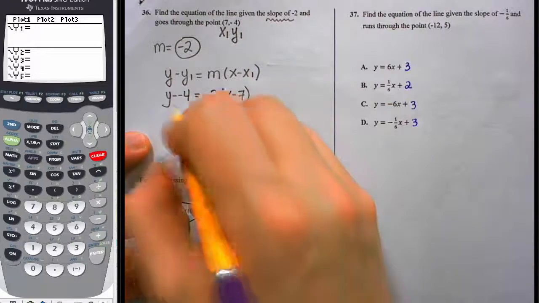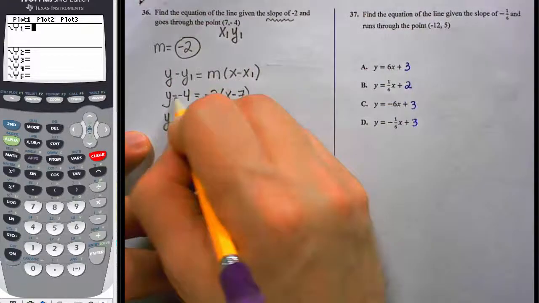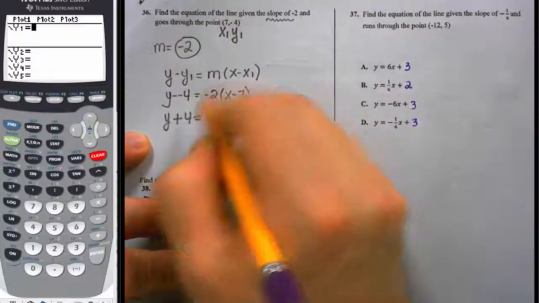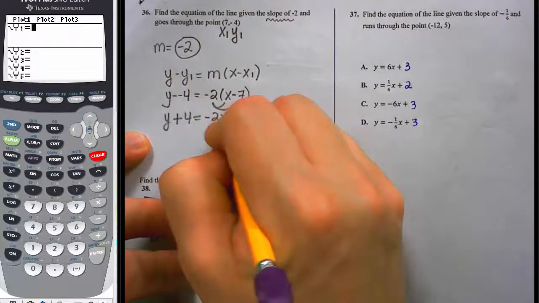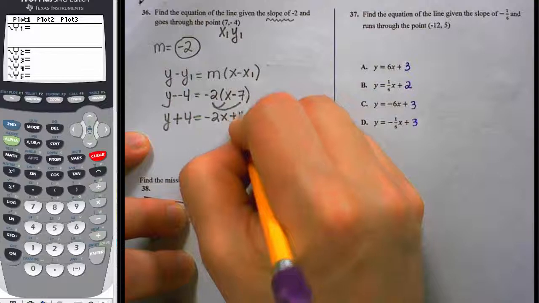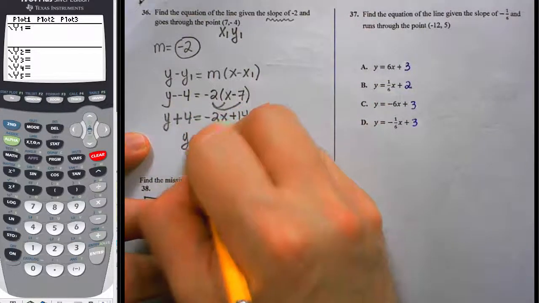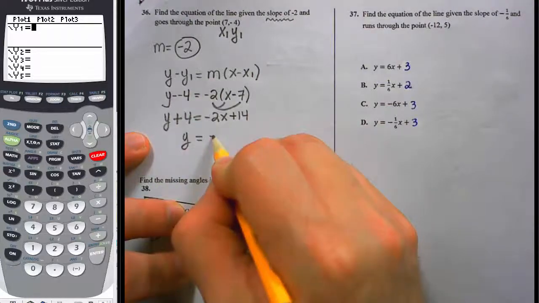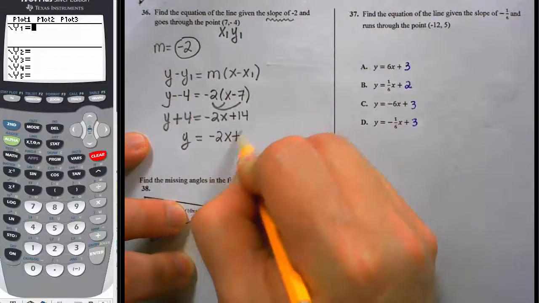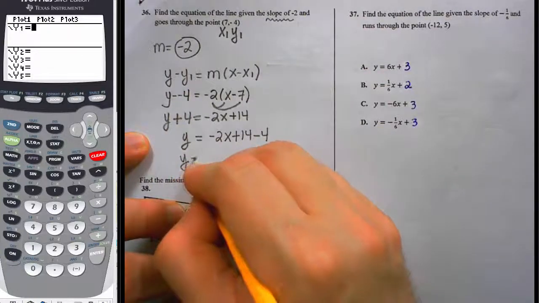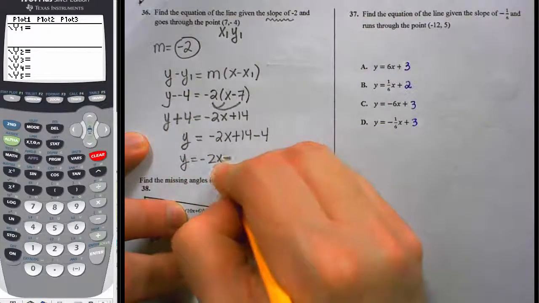All we need to do now is get the y alone. So y, negative becomes a positive. Let's go ahead and multiply this out. So this would be -2x plus 14. I'm going to move the 4 to the other side, so this would be y equals -2x plus 14 minus 4. Y equals -2x plus 10.